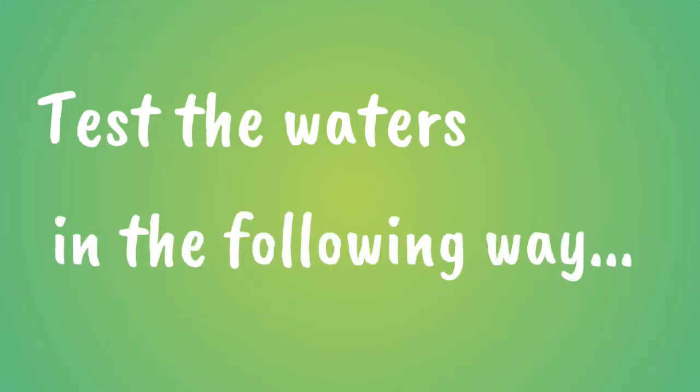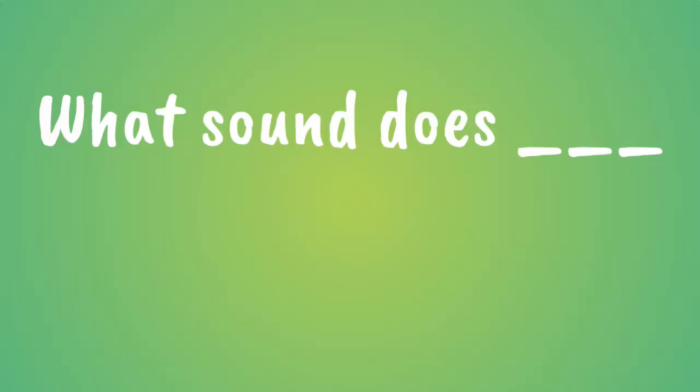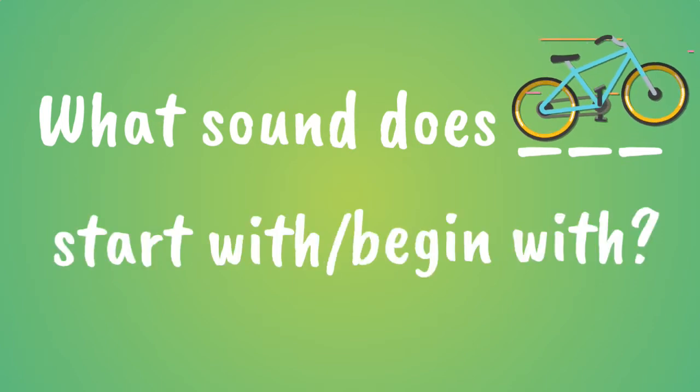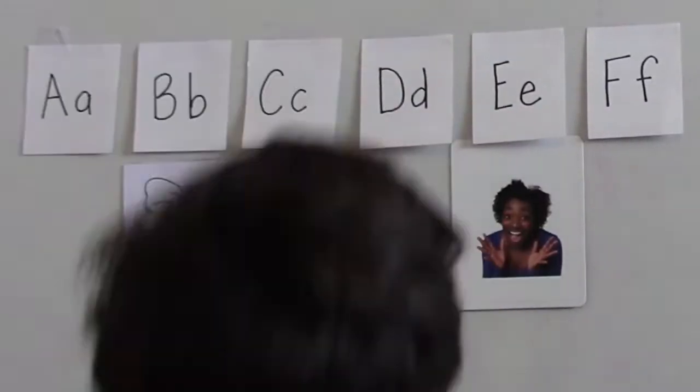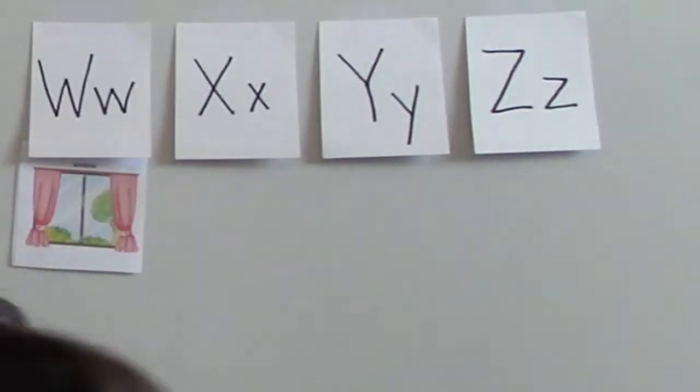After the first few days of this, you can test the waters in the following way. As before, identify the name of the object or image, but then ask, what sound does bike start with or begin with? If your child identifies the correct sound, you can continue with this pattern after that. Your child is already beginning to grasp the first concept of beginning sounds. So have your child go ahead and pull 2 to 3 cards each day and do the same thing.